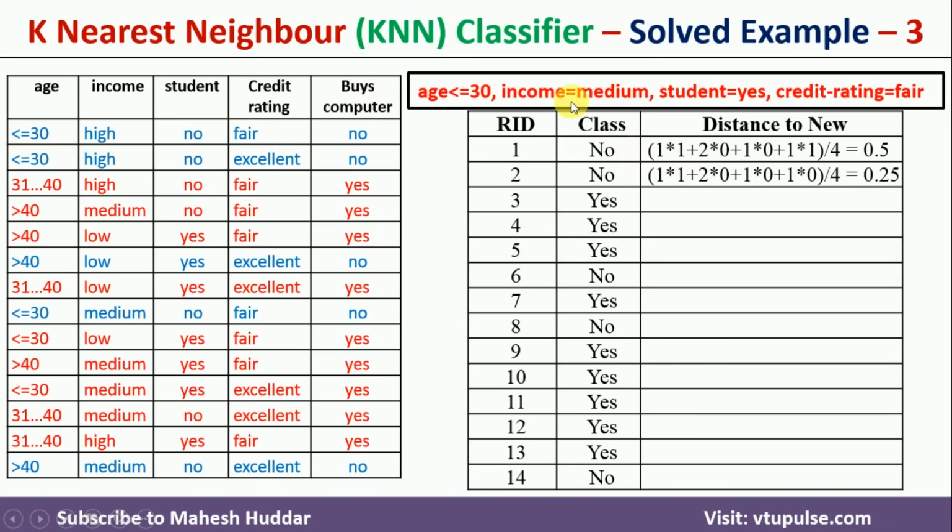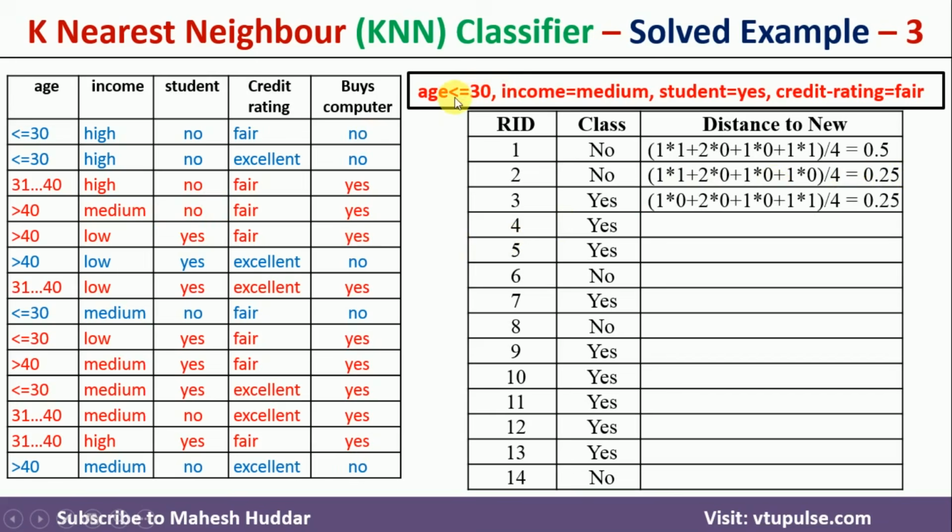Income is equivalent to medium, will not match with this high, so the weight is 2 and delta is 0 in this case. Coming back to the third one, student is equivalent to yes, here it is no, so no match, delta is 0, weight is 1 in this case. Credit rating is equal to fair, here it is excellent, no match, so 1 into 0 in this case. So the final answer is 0.25, that is a similarity measure.